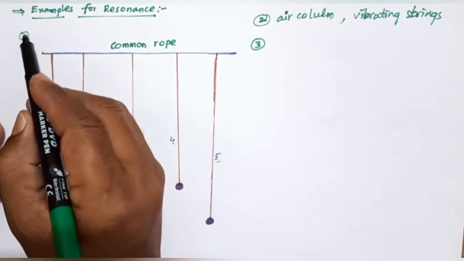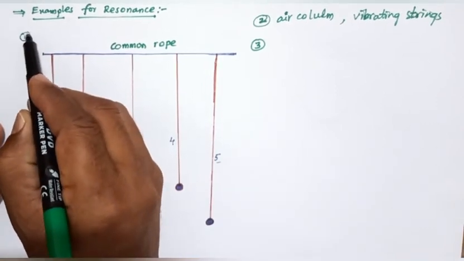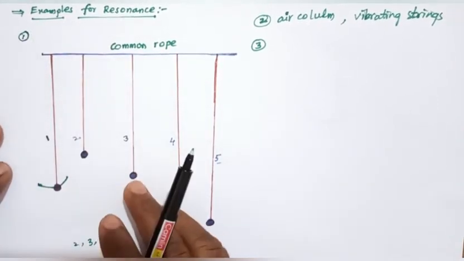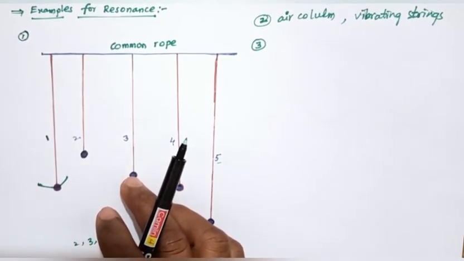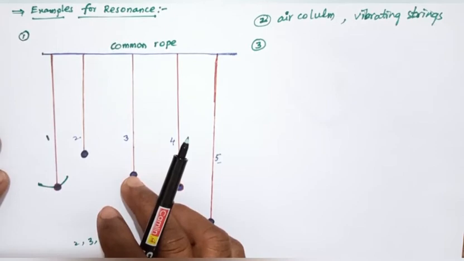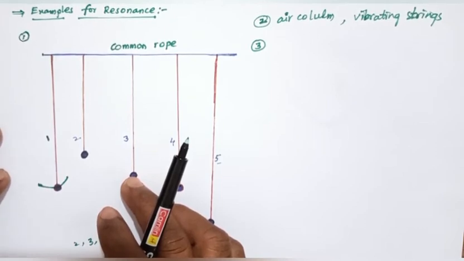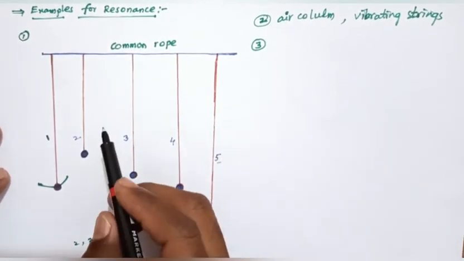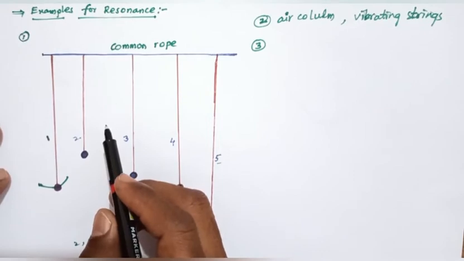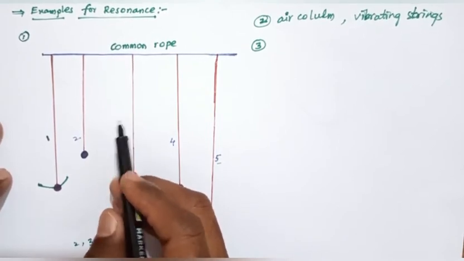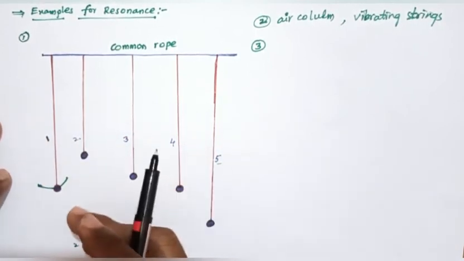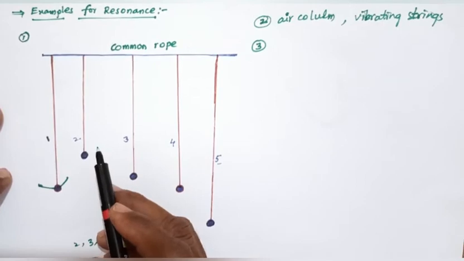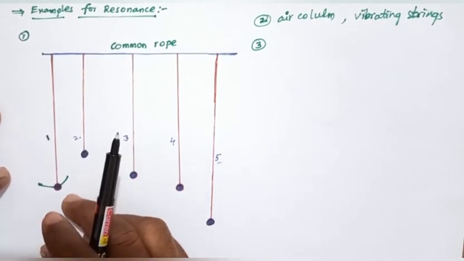When a child is moving a swing in a garden, the swing's natural frequency equals the driven frequency given by the pressing of the external force. Then the swing oscillates with maximum amplitude, an increase in amplitude. So it is called resonance.